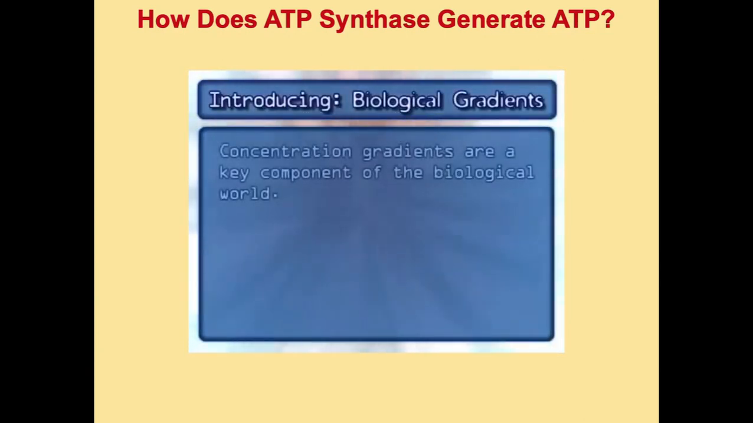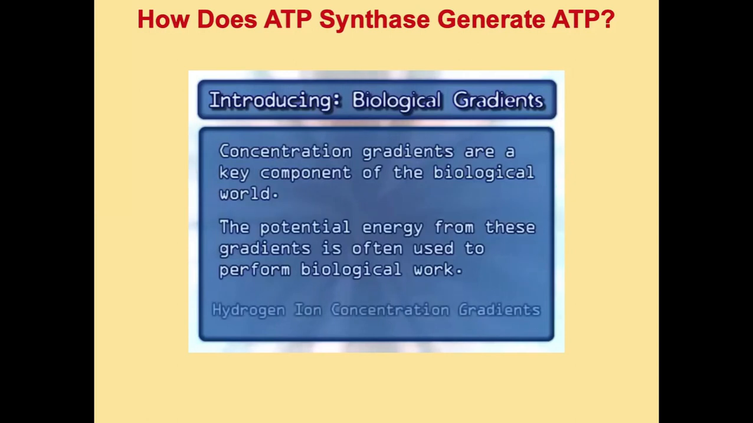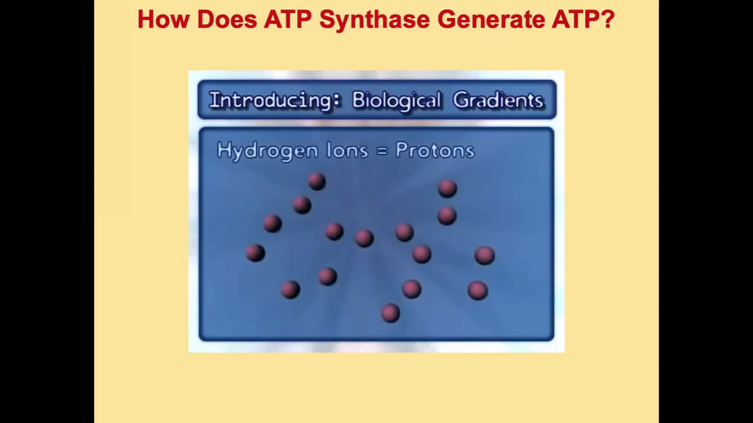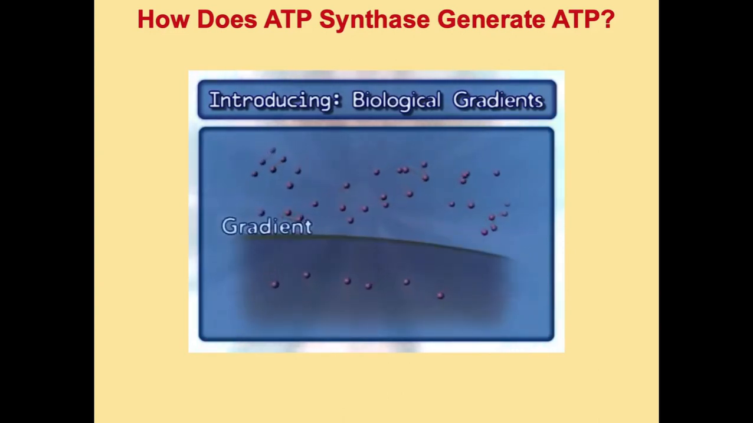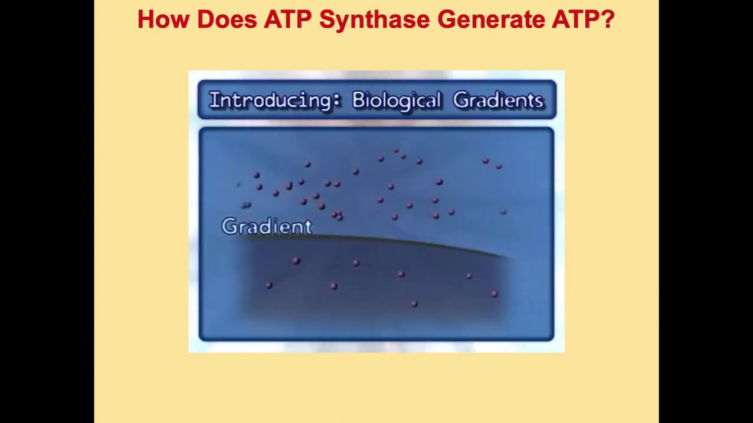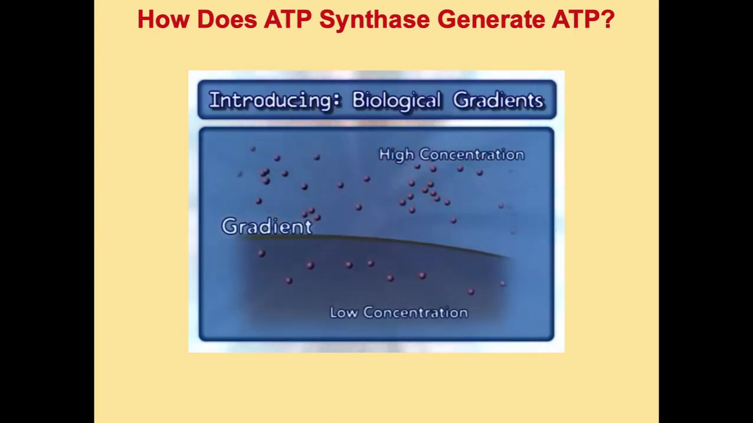Concentration gradients are a key component of the biological world. The potential energy from these gradients is often used to perform biological work. Here we will focus on hydrogen ion concentration gradients. Hydrogen ions are also known as protons. A gradient exists when there is a higher concentration of a molecule in one compartment compared to a neighboring compartment.